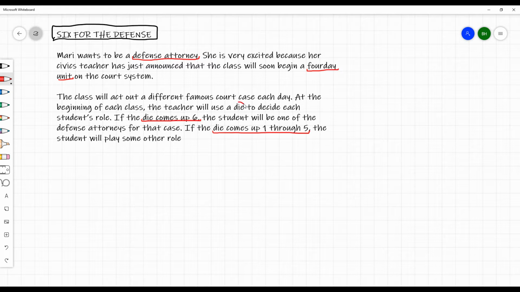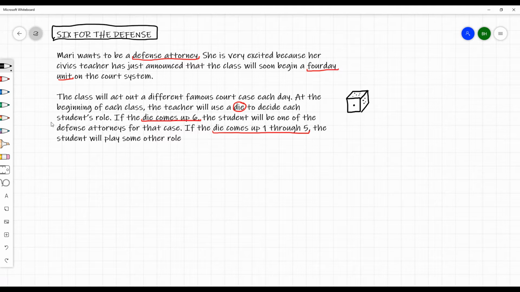So first and foremost, a die. A lot of students read this word and tend to forget that it's just a die. Most of the time, you play with 2 dice, and you play Yahtzee with them. You play Monopoly. It's just a couple die. For this problem, the teacher is going to roll a die and decide where the student is going to be placed that day.